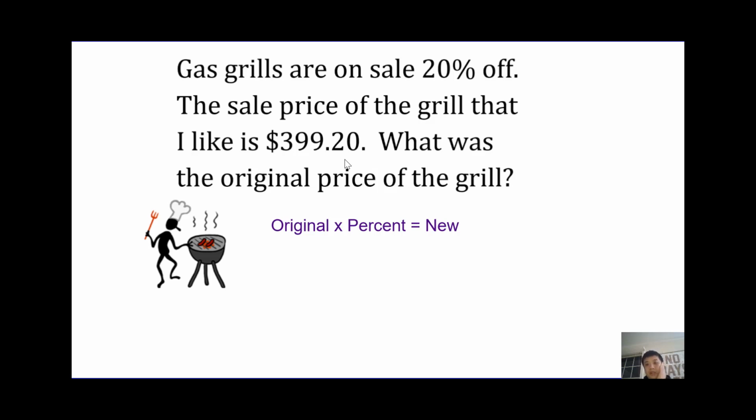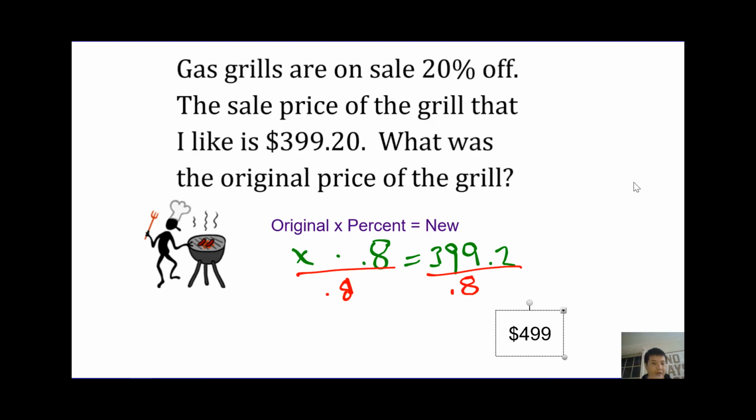Grills are on sale for 20% off. The sale price of a grill that I like is $399.20. What was the original price of the grill? Try this one out on your own. What you should have found was that the price was $499 because we're paying 80%, which is what $399.20 represents. So it's 80% of the original price. Divide both sides by 0.8, we get $499.